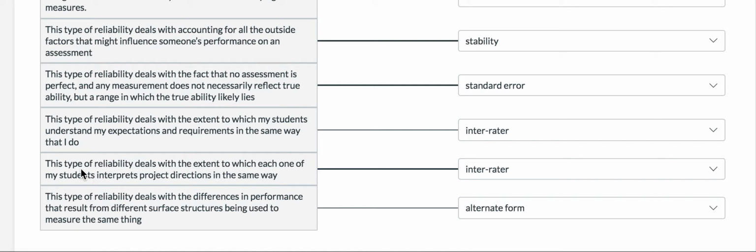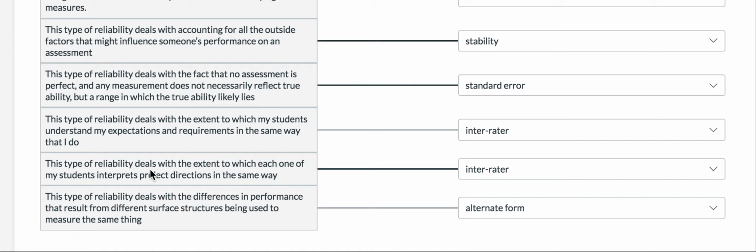For the next one, this type of reliability deals with the extent to which each one of my students interprets project directions in the same way. It's the same thing as the last one. And again, in this section, you can use items more than once. So again, multiple people are looking at the same thing, and we want to make sure they come to the same conclusion.